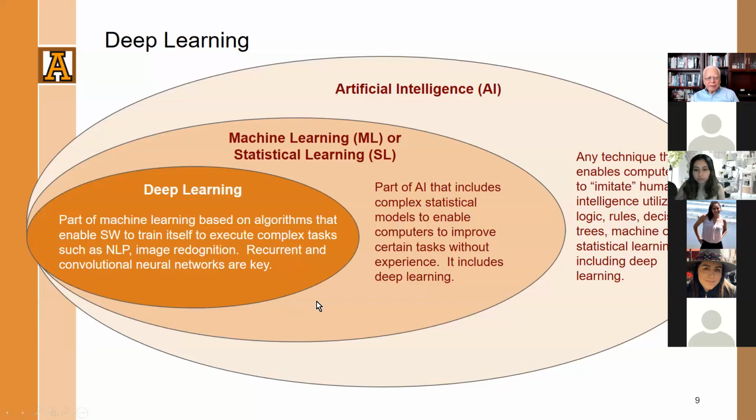And deep learning is the part of machine learning that is based on algorithms that enable software to train itself to execute complex tasks, such as natural language processing. NLP is natural language processing. Image recognition, recurrent and convolutional neural networks are the key in this deep learning.